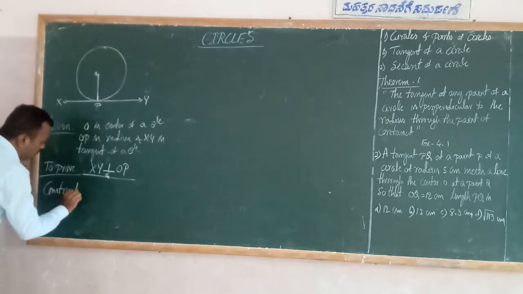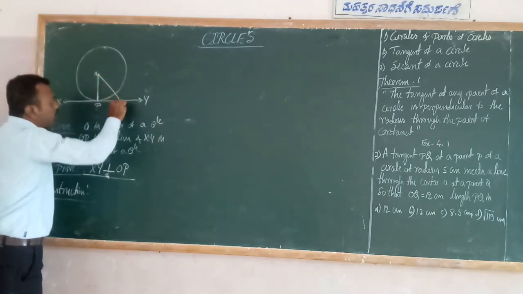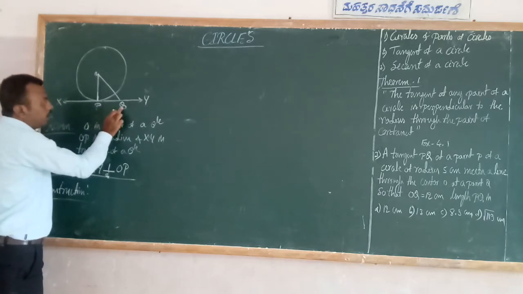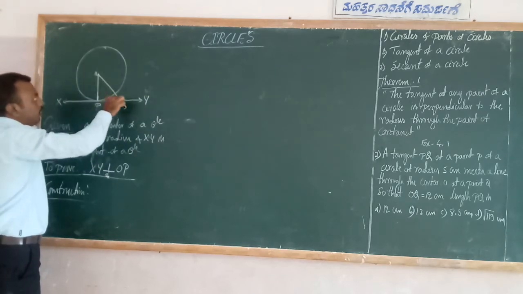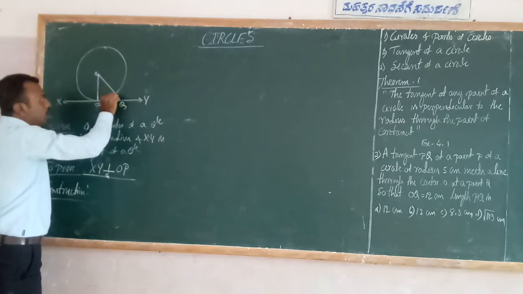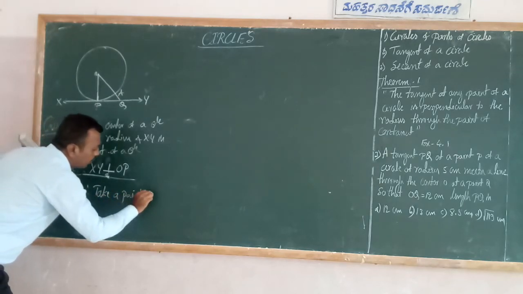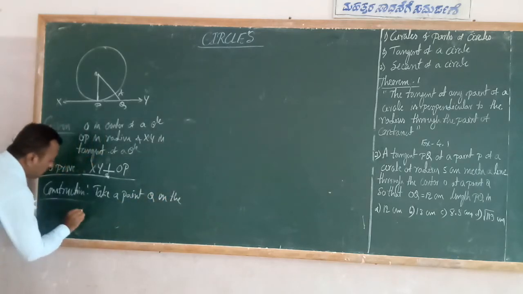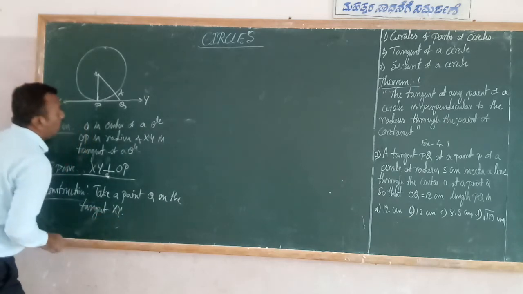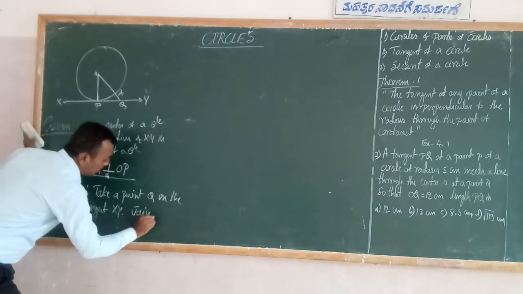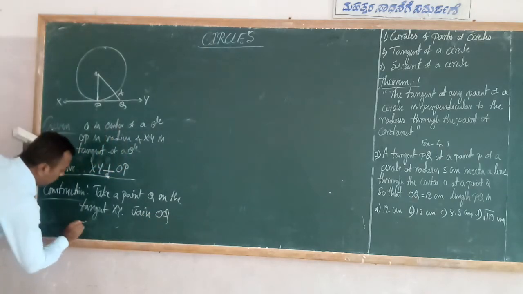What do you mean by construction? See, take a point Q on the tangent XY and join OQ. This line OQ intersects the circle at the point A.